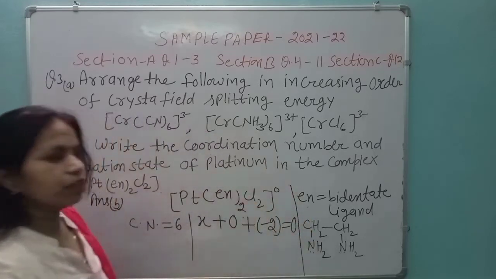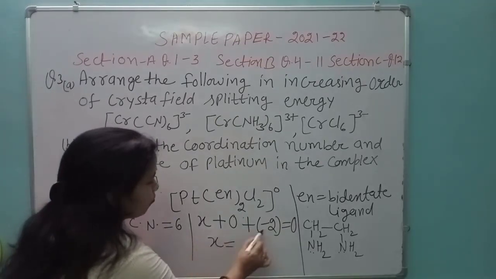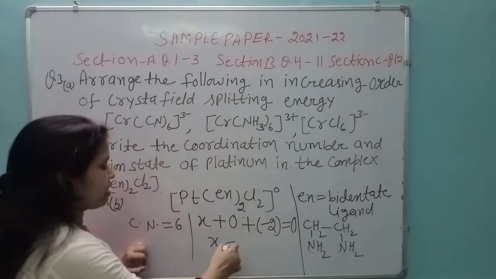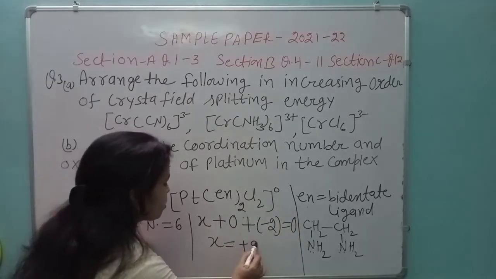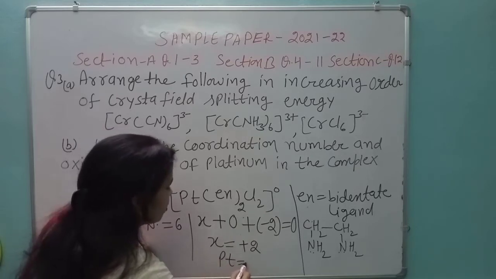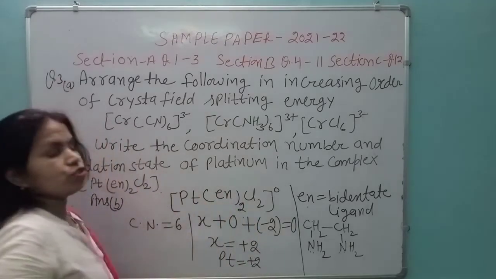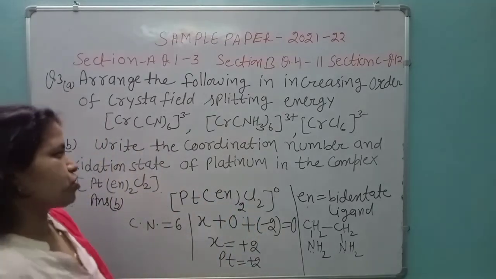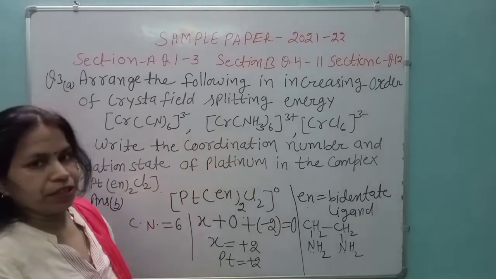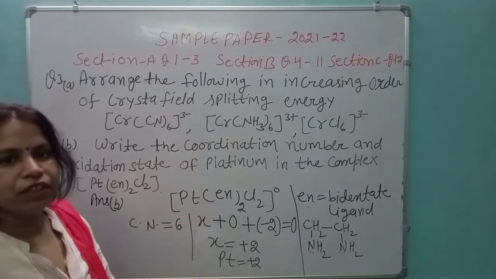So now how to calculate? X plus 0 minus 2 equals 0, and the minus 2 goes to the right side, so it converts into +2. So platinum is present here in the +2 state. What is the oxidation state of platinum? +2. Is the B part clear? First part and second part are clear. Now how to write the answer of the third question?